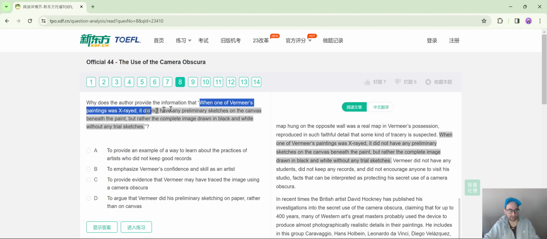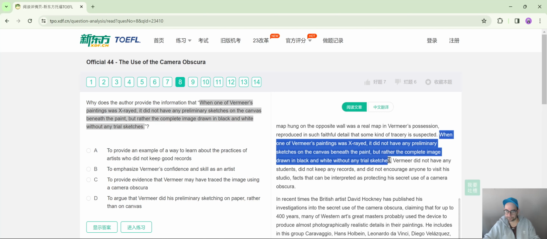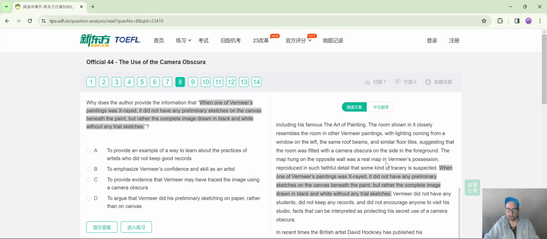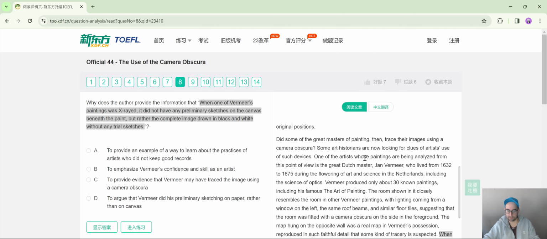When one of Vermeer's paintings was x-rayed, it did not have any preliminary sketches on the canvas beneath the paint, but rather the complete image drawn in black and white without any trial sketches. Okay, so this is it right here. Now, remember what I said? If you don't remember this paragraph really well, start in the beginning.